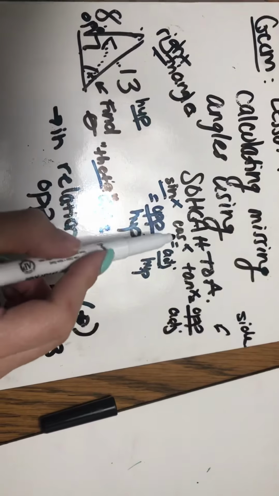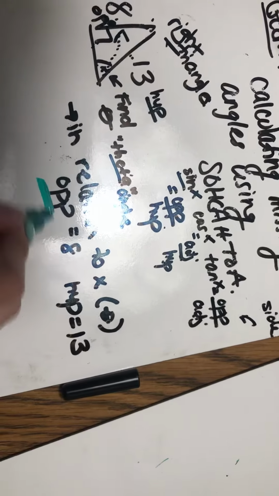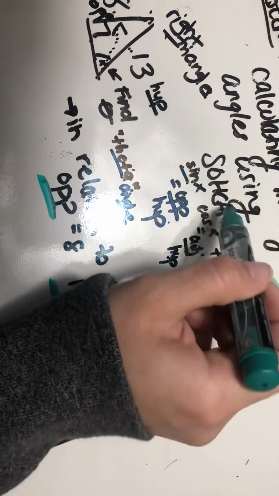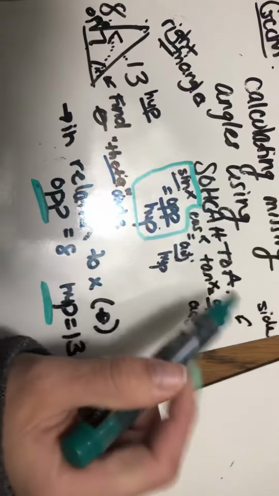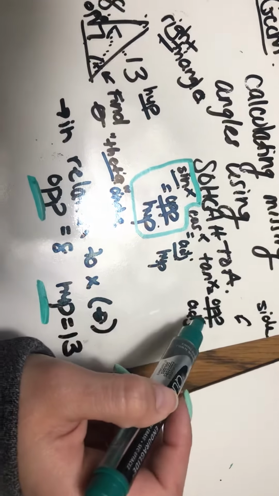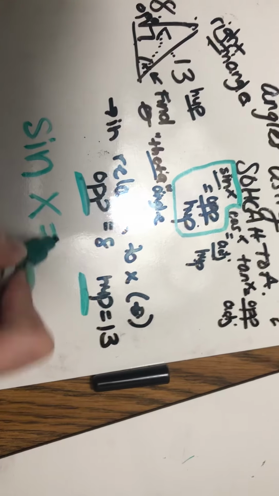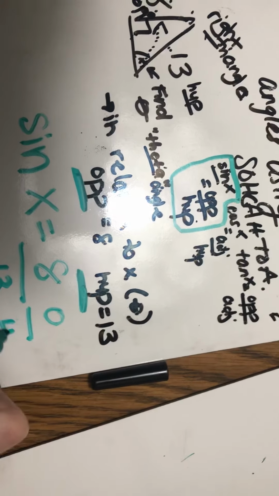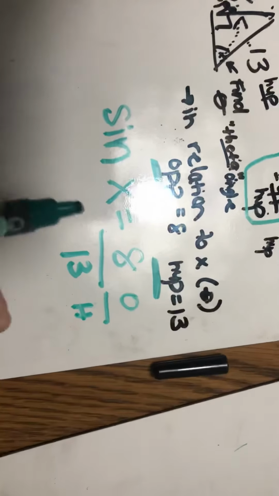So which of my three functions gives me the opposite and the hypotenuse? Out of 1, 2, 3, it's going to be the sine, okay? That is the ratio. I can't use cosine, which is only adjacent and hypotenuse. Tan is only opposite and adjacent. So for this one, I have sine of x equals 8 over 13, right? Opposite over hypotenuse.